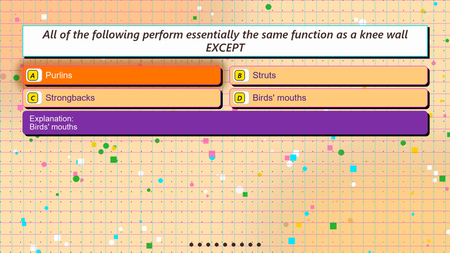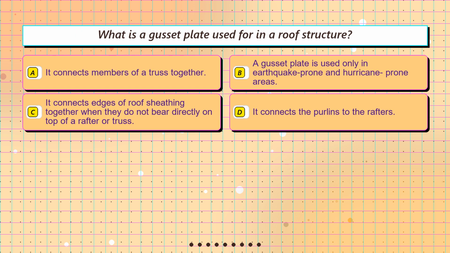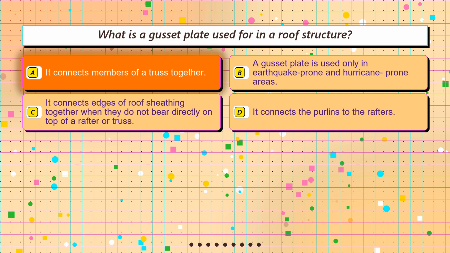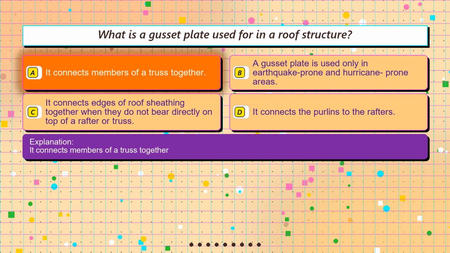Question 6. What is a gusset plate used for in a roof structure? Option A, it connects members of a truss together. Option B, a gusset plate is used only in earthquake-prone and hurricane-prone areas. Option C, it connects edges of roof sheeting together when they do not bear directly on top of a rafter or truss. Option D, it connects the purlins to the rafters. The correct answer is option A, it connects members of a truss together.